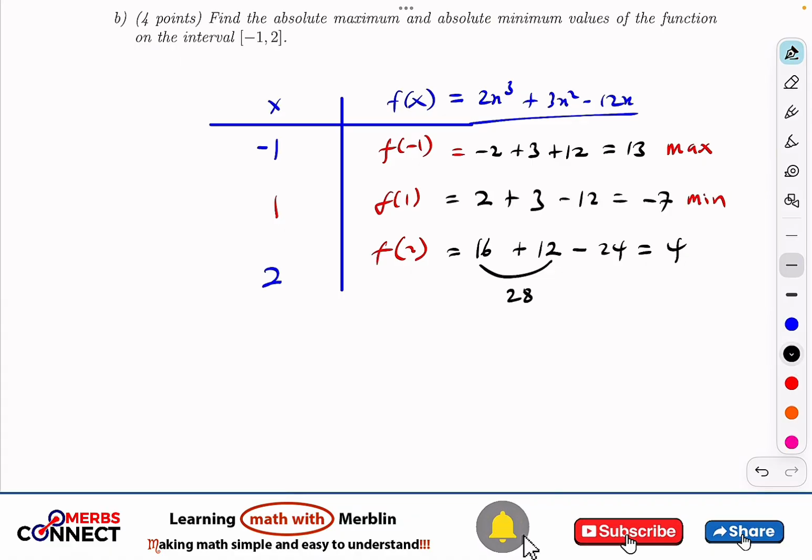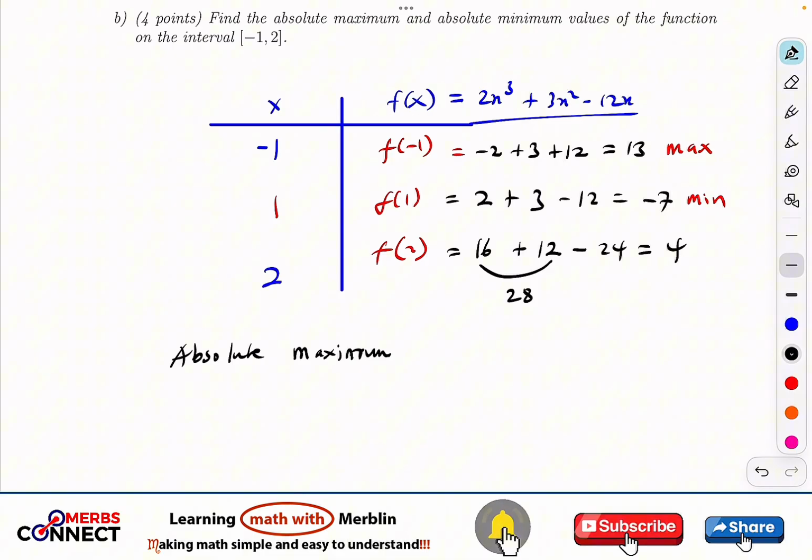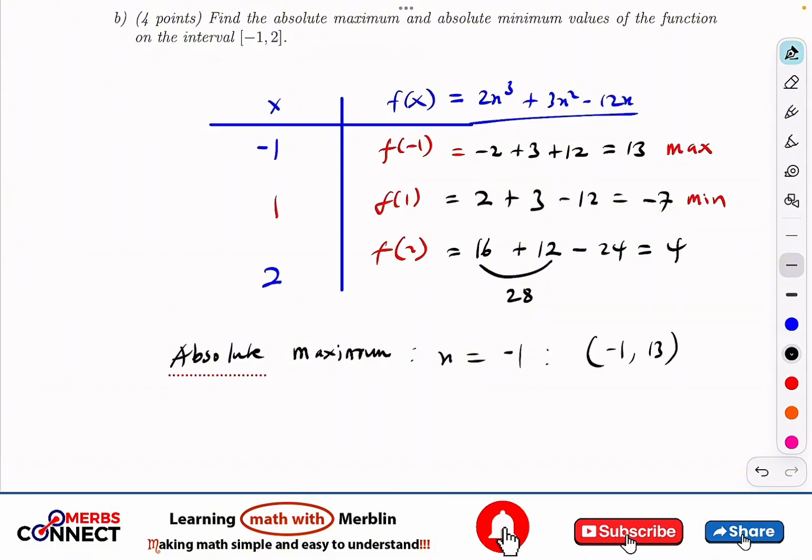So now let's state it correctly. So absolute maximum value equals, well, let me see, absolute maximum x is equal to minus 1, or we can write it in the coordinate form and have it to be minus 1 and 13.